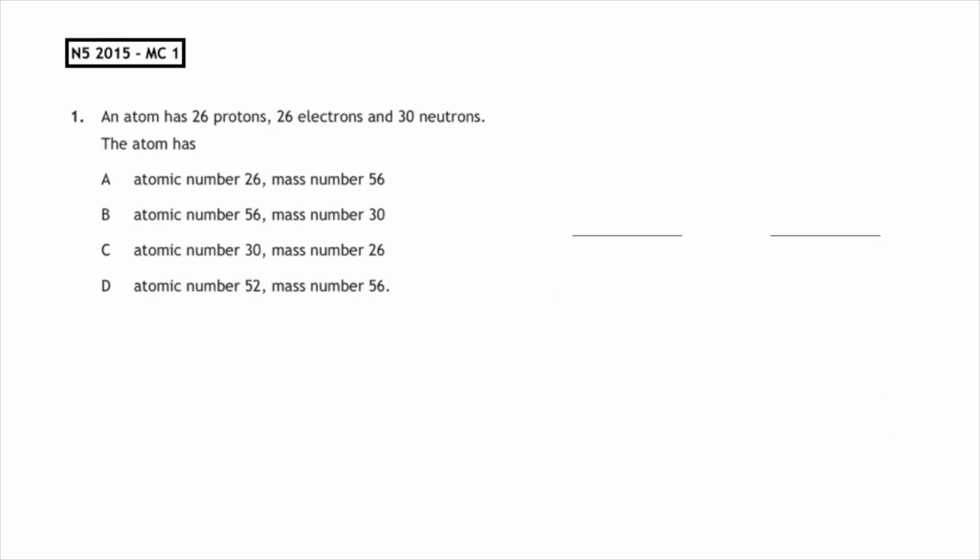This is a past paper question from the National 5, 2015, multiple choice 1. An atom has 26 protons, 26 electrons and 30 neutrons. So we set up our nuclide notation so that we can populate our protons, electrons and neutrons. If we've got 26 protons, which are positive, that means that the atomic number is 26. If we look up element 26 in the periodic table, we can see that that's iron, which has the chemical symbol Fe. We've got 26 electrons which are negatively charged.